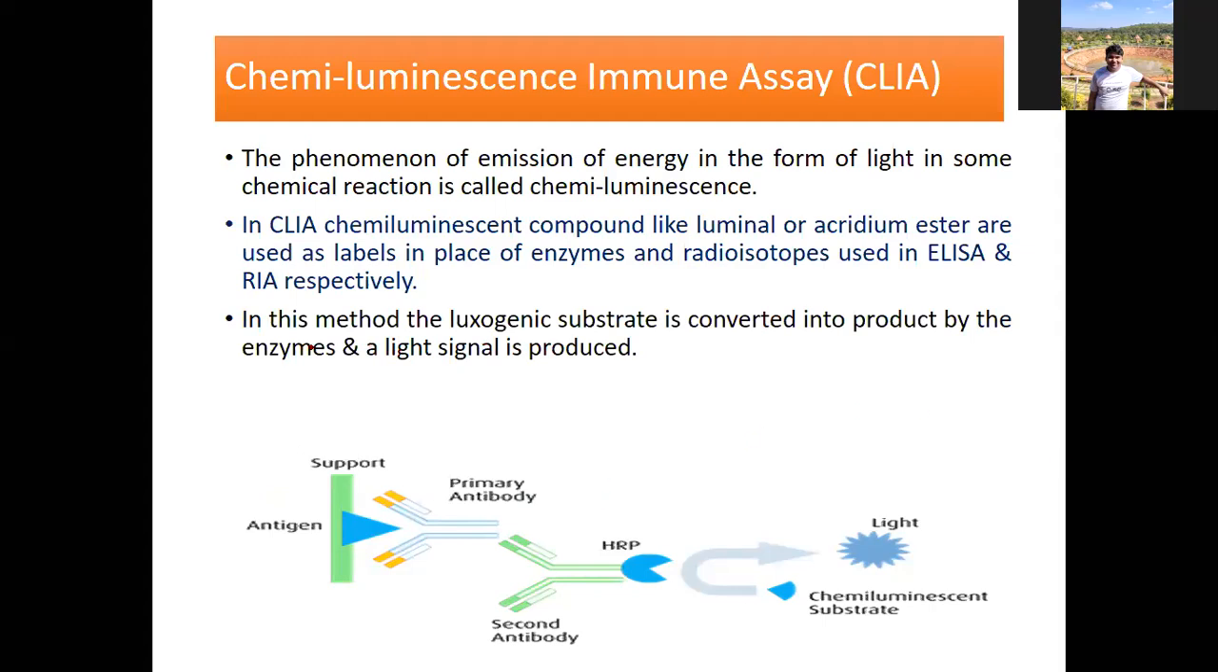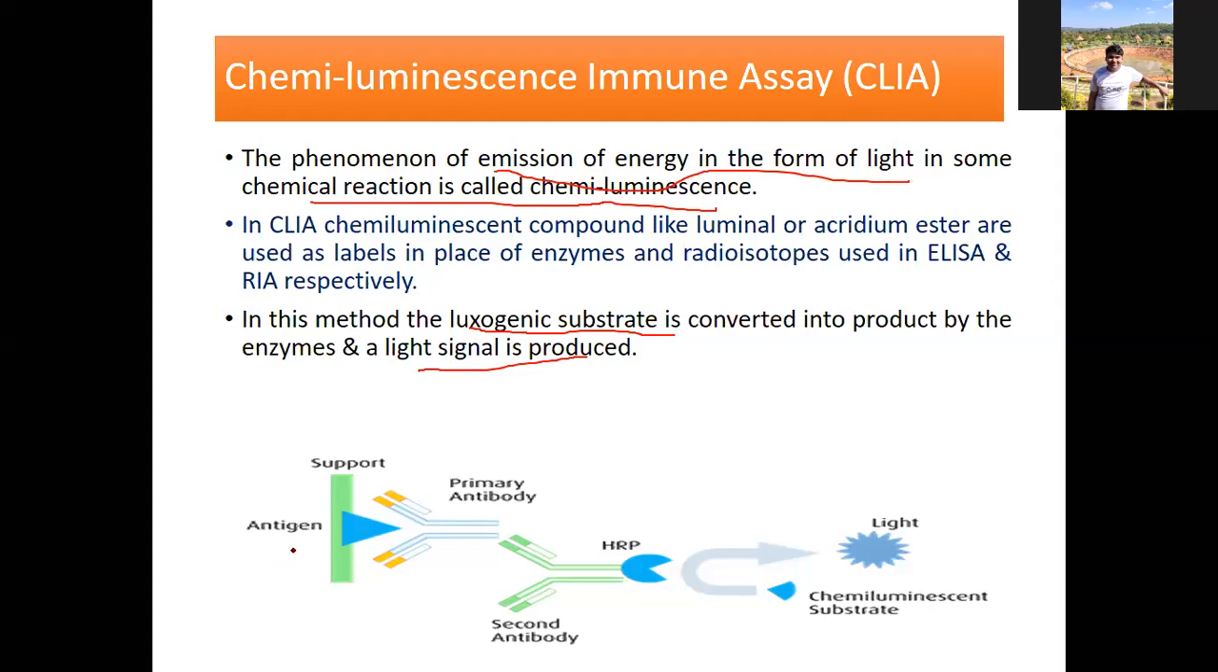In this method, they use a chemical reaction. So in this phenomenon, it is something like emission of energy in the form of light in some chemical reactions. That means a kind of dye or a kind of substrate which is being used, and that in turn, with the help of enzymatic conversion, triggers or generates the light signal. This kind of study is used in the case of the chemiluminescence assay.